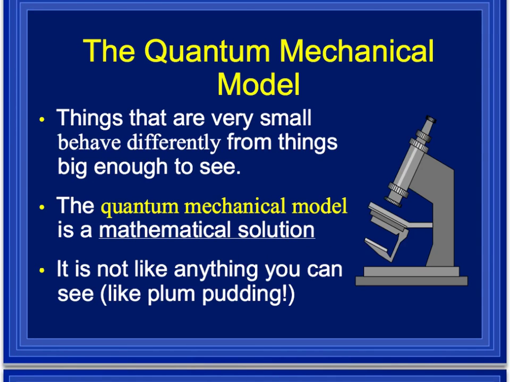Now, some key ideas about the quantum mechanical model are that things that are very small behave differently from those things that are big enough to see. So we've always had Newton's laws, which we've used to make predictions about the motion of the planets. But one of the things we noticed is that these subatomic particles were behaving differently from these really large objects. We also said that the quantum mechanical model is a mathematical solution.